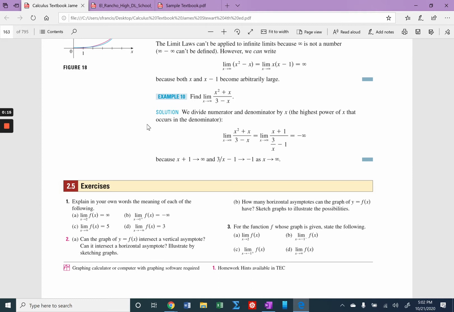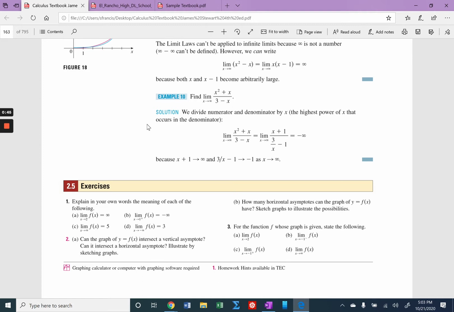One of the questions was number 2. Can the graph of y equals f of x intersect a vertical asymptote, and can it intersect a horizontal asymptote? And then illustrate by sketching graphs. The second part of that question, for the horizontal asymptote, we did go over that in class, and I had you guys graph in Desmos, or at least try to figure out if you can come up with a graph that intersects its horizontal asymptote, and then I told you one of our last examples did, and so you can go ahead and go look that up.